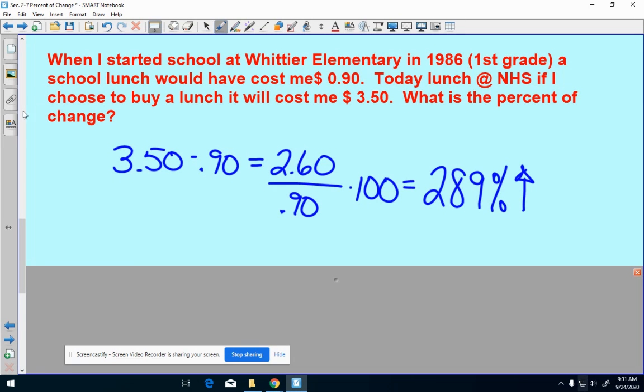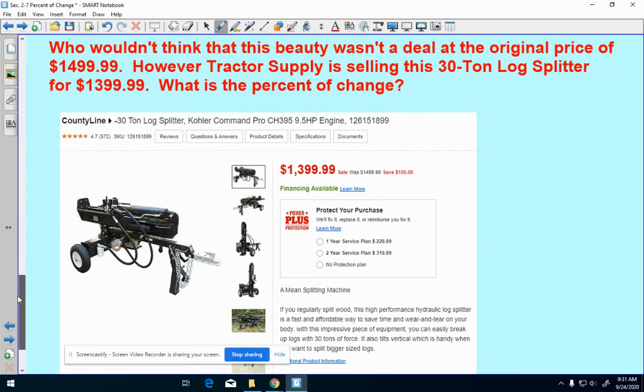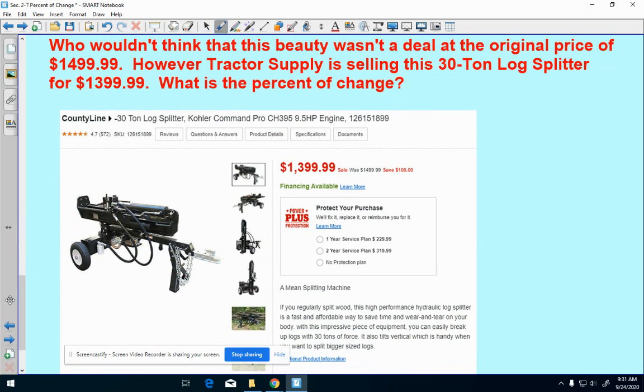Last one, we're going to move on. Morgan, this one's for you. Look at this beauty. Huh? You got one? I figured you would. It's got two hands. Might as well have two splitters, right?